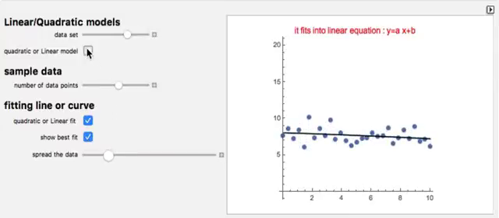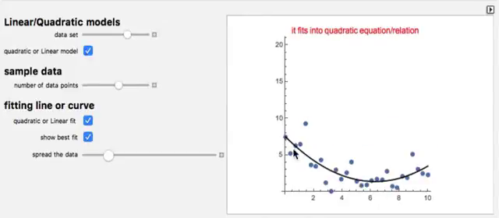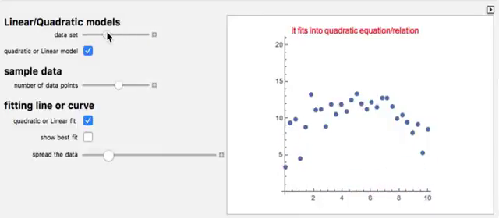Now we can look at a quadratic model, and a quadratic model is when the points fit a curve. So you see a curve here within the points. And if I take away this line, you can still see this curve right here. We can pick another data set too and look at another example.